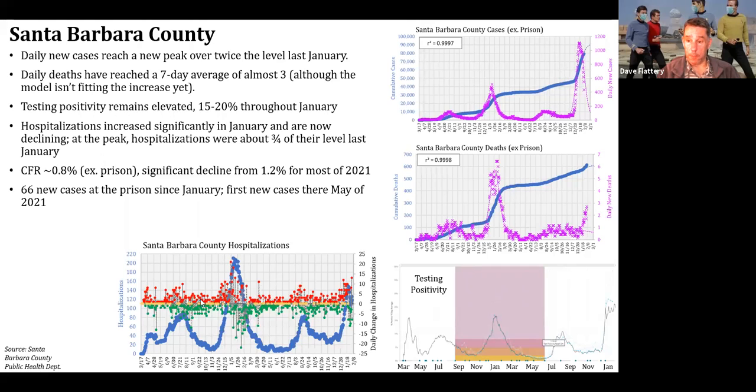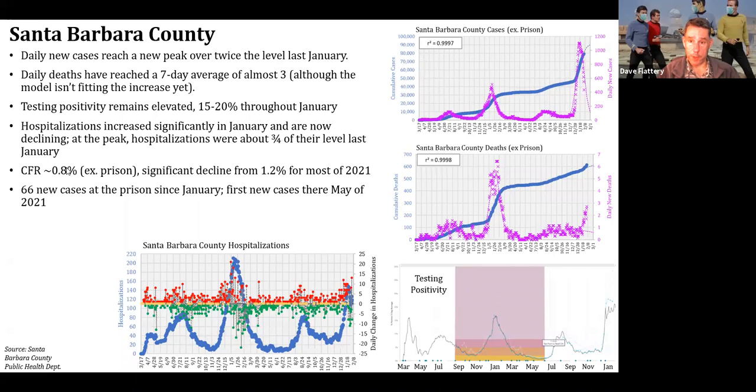Hospitalizations show a similar pattern. So this box here is hospitalizations. The hospitalizations peaked at about 150 in the middle of January in Santa Barbara County, whereas last January, they exceeded 200. So in spite of the larger number of cases, there are fewer hospitalizations. It's about 3/4 of the level we reached last January.